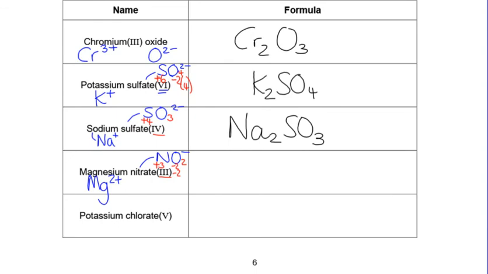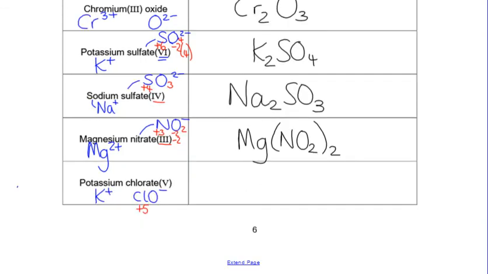So our nitrate(III) must be an NO2 1- ion. And magnesium is an Mg2+, so I'm going to need 2 of these nitrate ions to balance the magnesium, and we end up with that. So chlorates are always -1, and the chlorate(V) means that the chlorine is +5. How many oxygens to get from +5 to -1? We need 3, and then because there's a 1+ ion and a 1- ion, it's just going to put them together, KClO3.